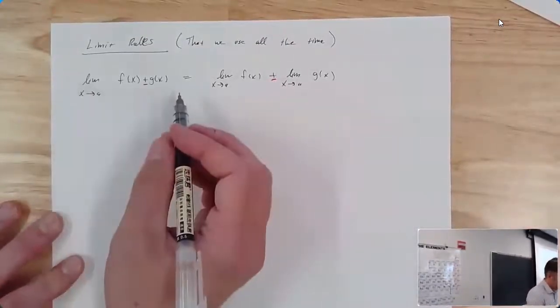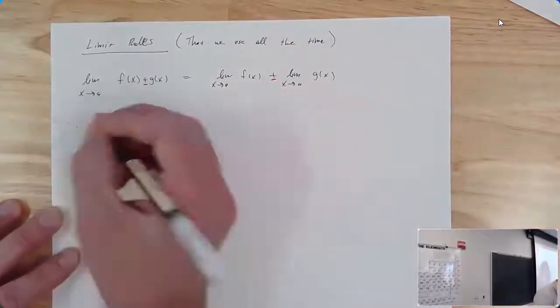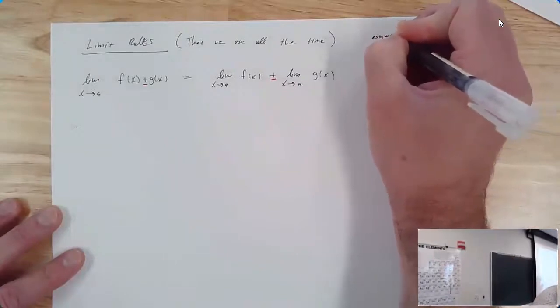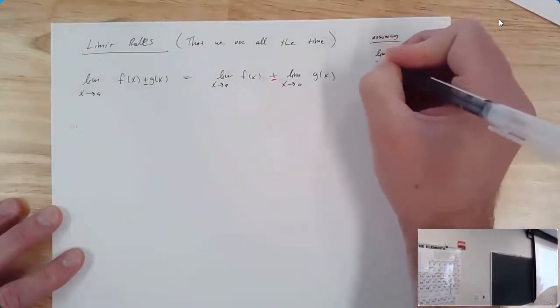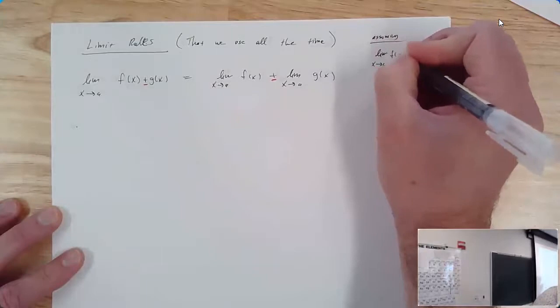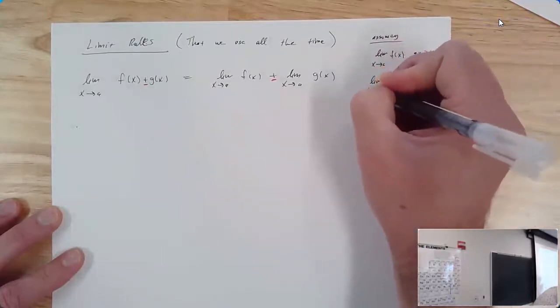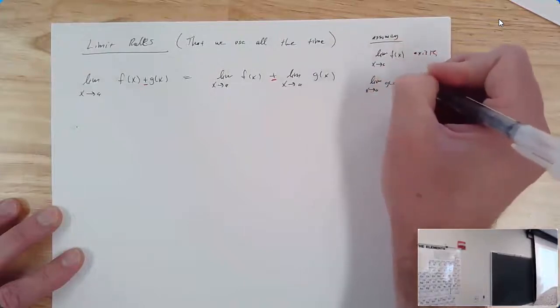So the limit of a sum is the sum of the limits, assuming that each limit exists, meaning the limit as x approaches a of f of x exists, and the limit as x approaches a of g of x exists.